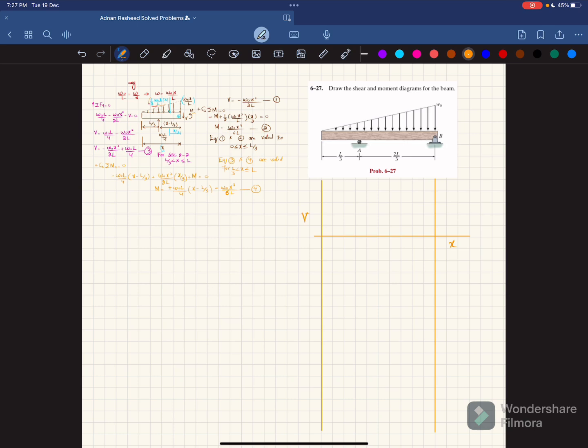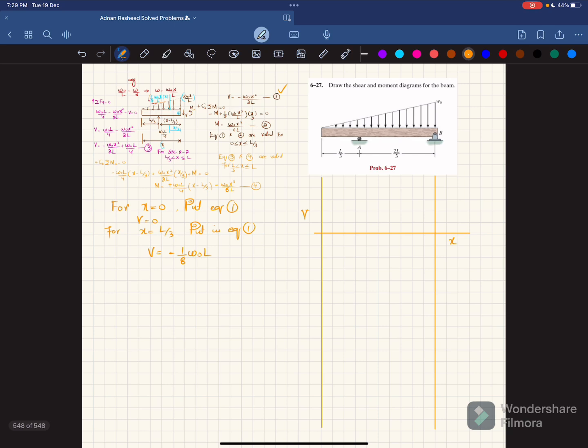Now first, what we will do is that you have all these equations. So for x is equal to 0, put in equation number 1. Equation 1 is this one. So if you put x is equal to 0, you will have V is equal to 0. Now for x is equal to L by 3, put in equation number 1. So if you replace x with L by 3, you will get shear force equal to minus 1 over 18 W naught into L. Kindly correct it.